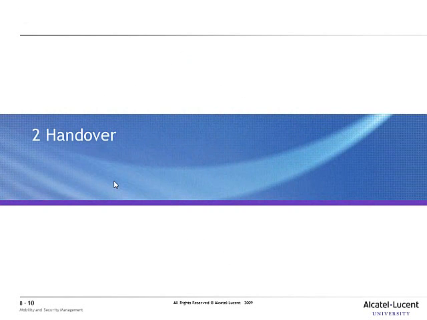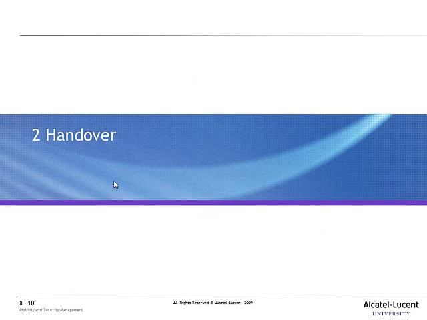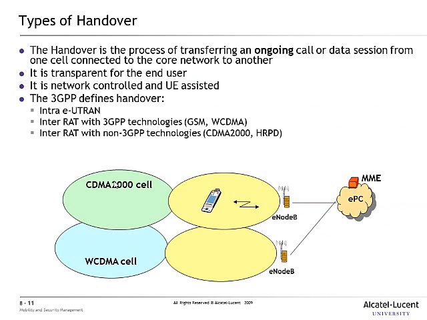So what is the difference between ECM connected and RRC connected? We move on to handover. Okay, so the first thing we're going to look at, there's a definition up here. It says here the handover is a process of transferring an ongoing call or data session from one connected cell to another.